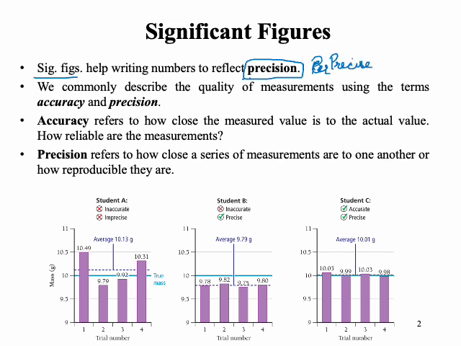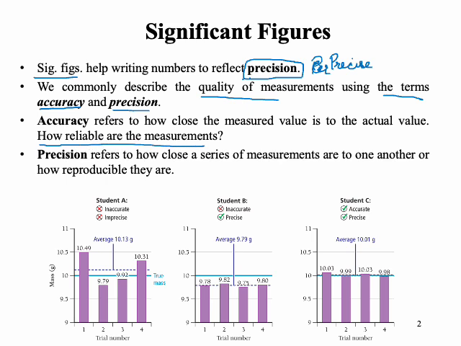Now before we continue, we need to understand what precise means. When you make any kind of measurement, we can describe the quality of that measurement by using two parameters, and those parameters are accuracy and precision. There's a difference between the two. Accuracy means how reliable the measurement is.